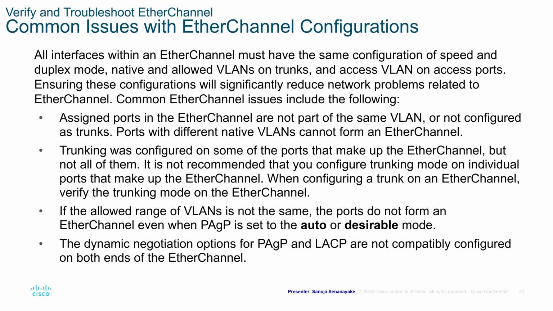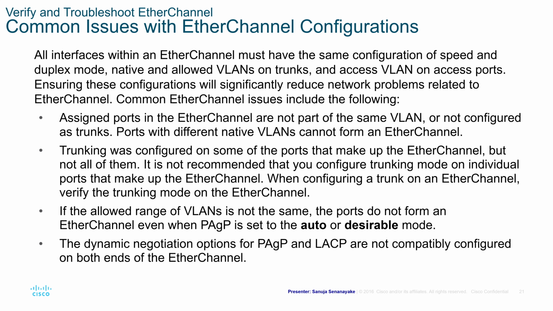As a result, that's going to create a problem with your channel. Trunking was not configured on some of the ports that make up the EtherChannel, but not all of them. So that means you have created some trunking, but not all of the items within that EtherChannel have the trunking configured. It is not recommended that you configure trunking mode on individual ports that make up the EtherChannel. I have mentioned that before. So when you're configuring a trunk on an EtherChannel, verify the trunking mode on the EtherChannel itself as well.